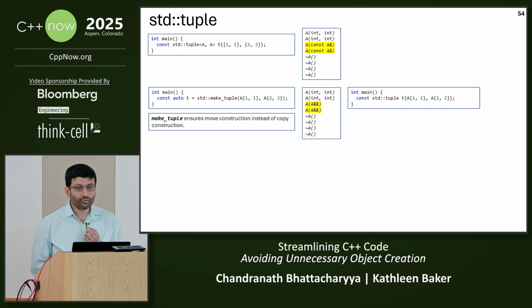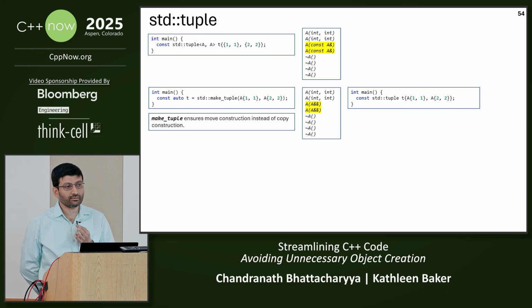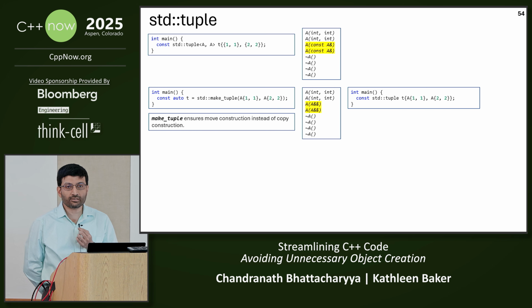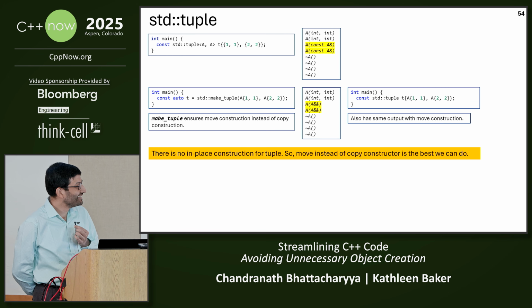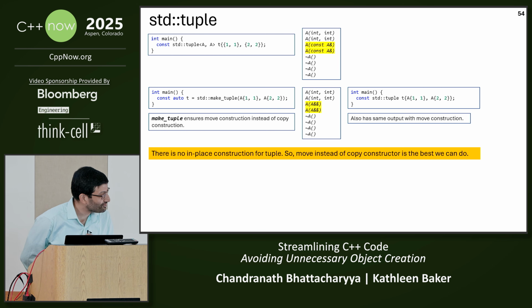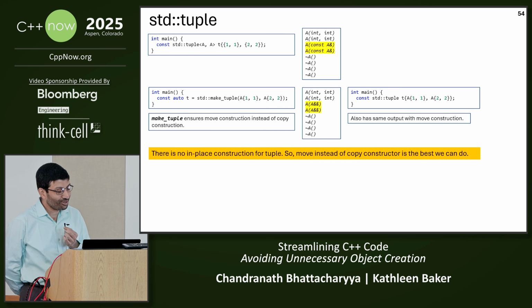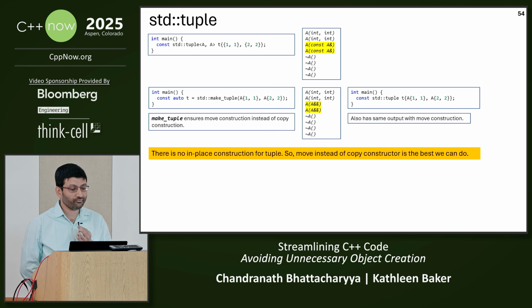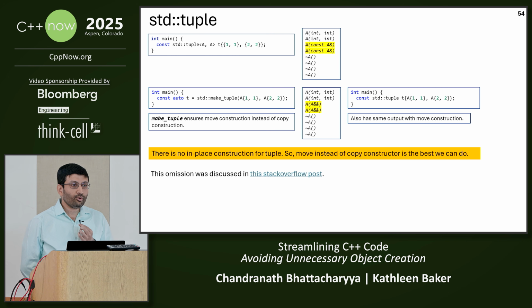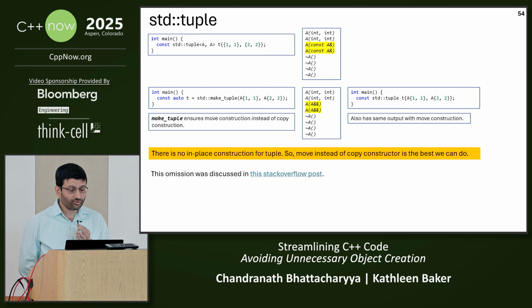So how do you get in-place construction? So we just call the piecewise constructor of tuple, right? Wrong. So there is no in-place construction for tuple. So a move instead of copy constructor is the best we can do. You can read more about this in this Stack Overflow post.